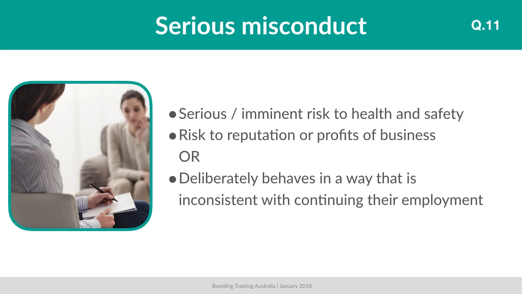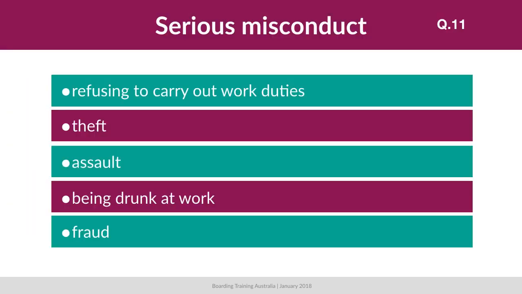Or it's when an employee deliberately behaves in a way that's inconsistent with continuing their employment. So that's question 11. And then it asks for 3 examples. And there's some examples here. Refusing to carry out work duties, theft, assault, being drunk at work, fraud, that sort of thing is serious misconduct.